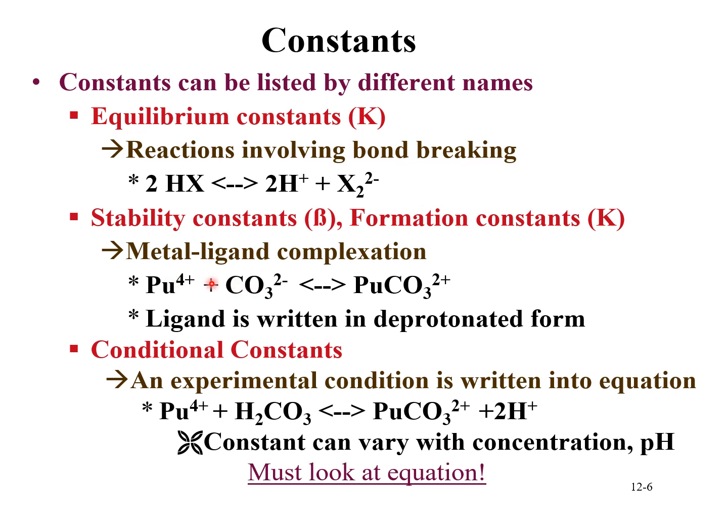This same reaction can be written as a conditional constant below here, where we have the plutonium-4 plus the protonated carbonic acid going to the plutonium carbonate plus protons. Now, if we have something like protons in here, we can imagine within this equation that this constant is going to vary with pH. Overall, if you use constants from the literature, you should evaluate what equations those constants relate to.